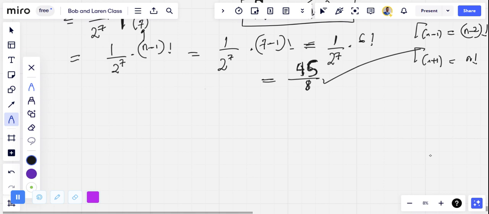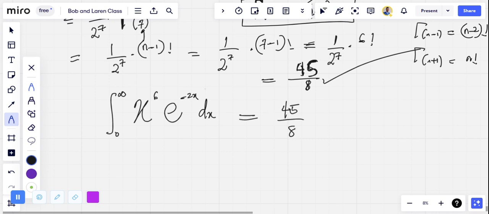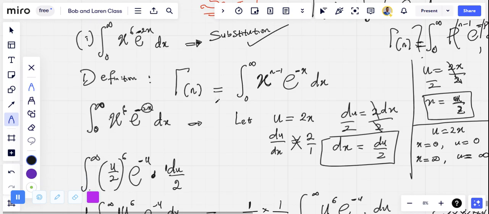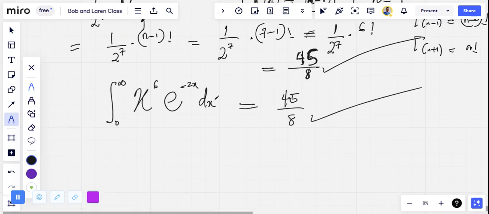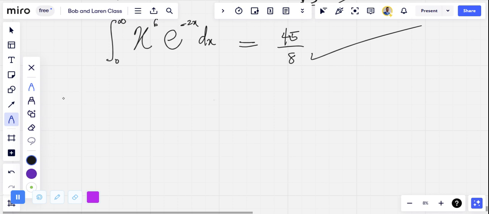So therefore, the integral from 0 to infinity of x raised to the power of 6 e to the power of negative 2x dx is equivalent to what? 45 over 8. That is the result for that. Please take note. So let's quickly move straight to the next one.